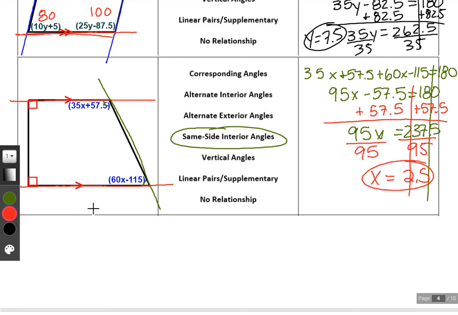Okay, so let's double check in our angles. I'm feeling confident personally, but we should still check. 35 times 2.5 plus 57.5 gives us a 145 degree angle here. 60 times 2.5 minus 115 gives us 35 here. They're going to be supplementary because when added together, they'll definitely equal 180 degrees. Okay, so that will end this part. We're going to jump back and talk about if the lines are going to be parallel and maybe some angle relationships. See you in a minute.